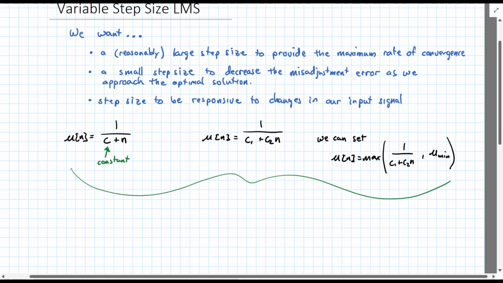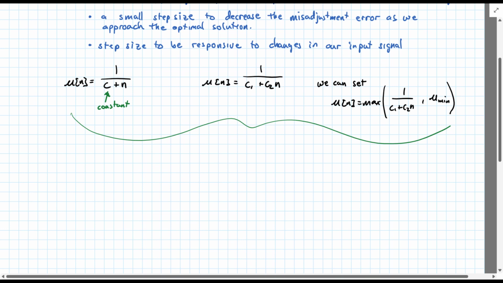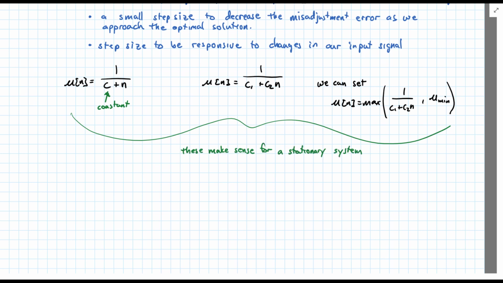Okay, so all of these make sense for a stationary system, because in a stationary system we will have one optimal solution. Once we reach it, we just want to make sure that we stay as close to that as possible. In the case of a non-stationary system, we can still use this same thing, but we'll want to detect a change in the error and then increase mu or reset our variable step size back to some initial value.